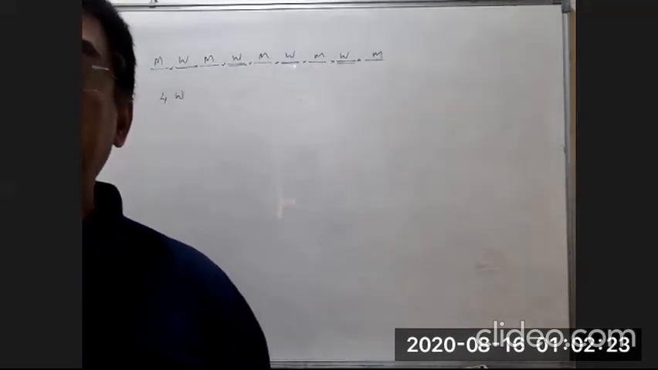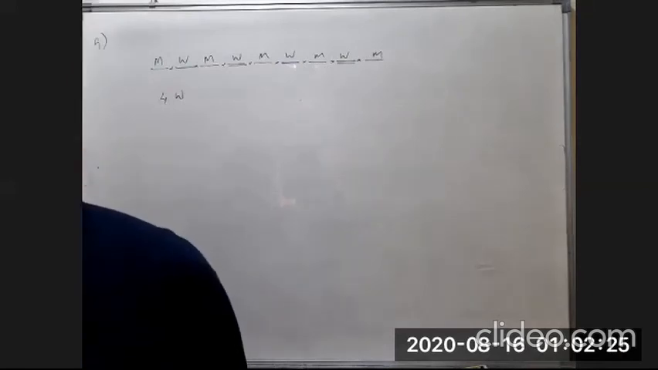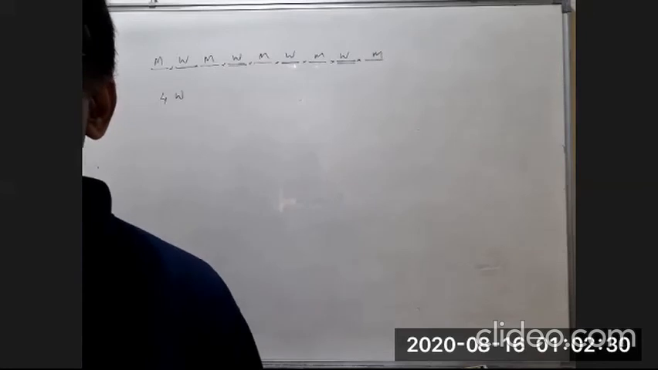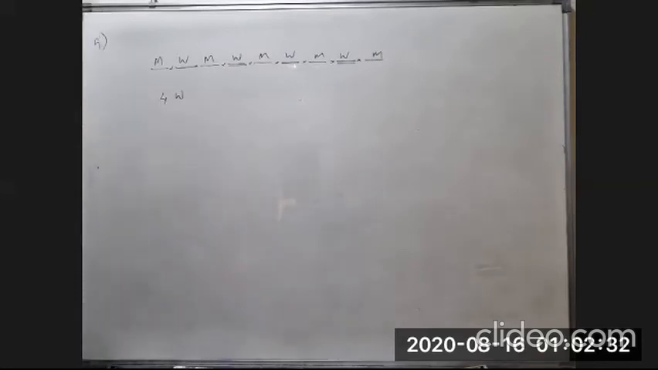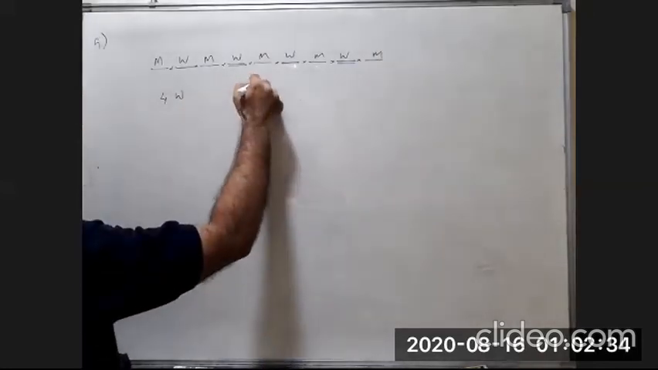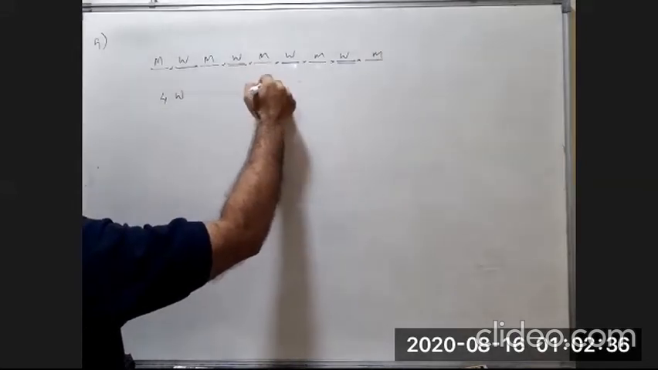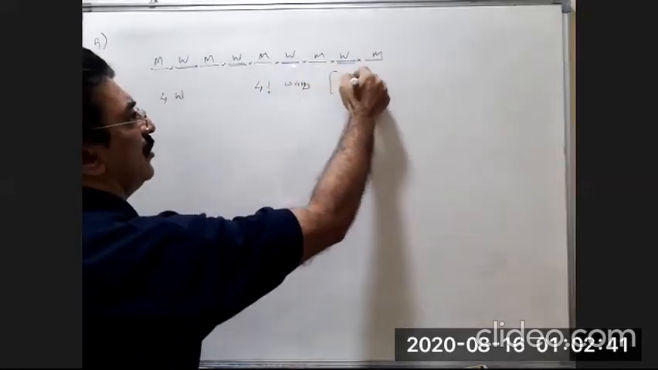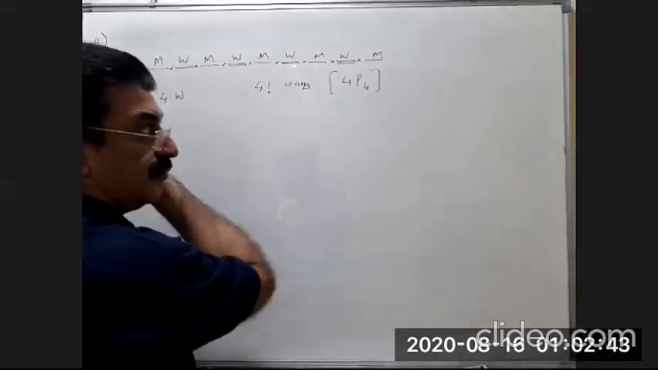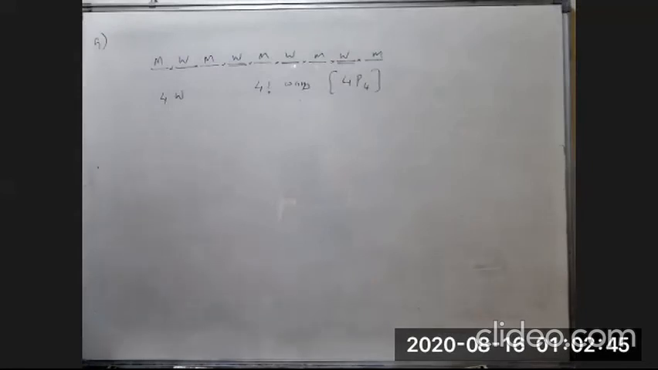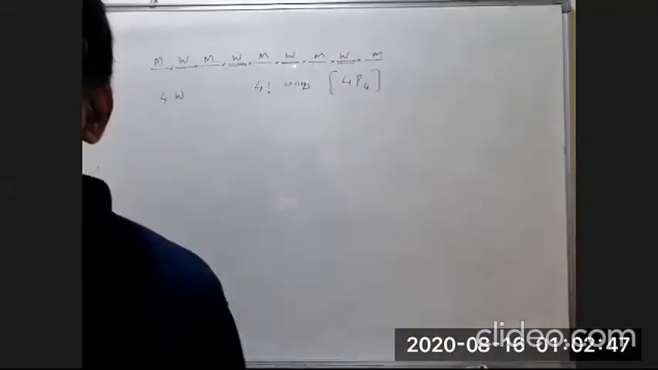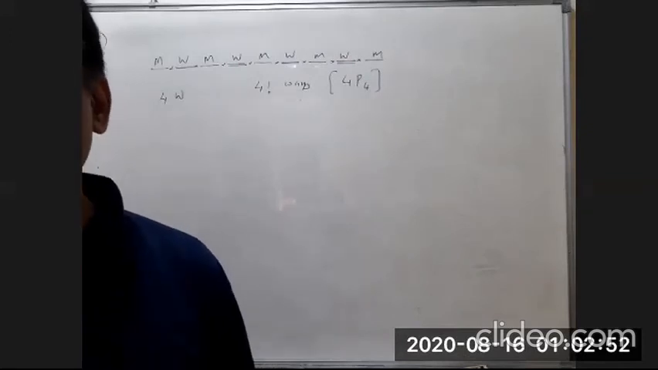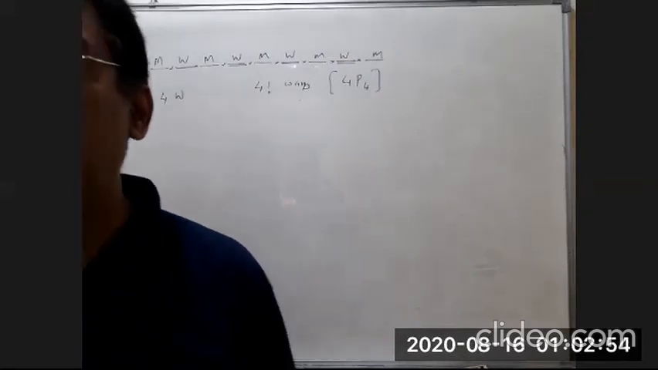4 women can occupy 4 even places in 4P4 ways. In all, 4 factorial ways. That is better. In bracket, 4P4, because 4 women and 4 places. 4 women can occupy 4 even places in 4P4 ways.